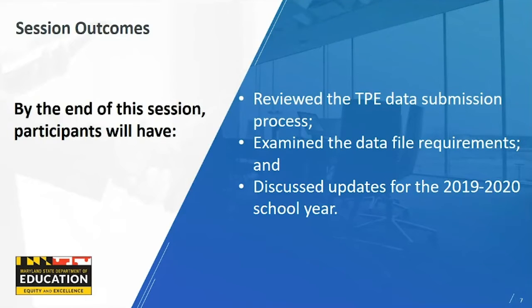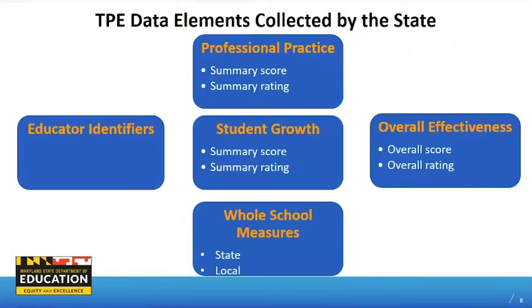In this session, the participants will have reviewed the TPE data submission process, examined the file requirements, and discussed the updates for the 2019-2020 school year. As a reminder, the TPE data elements collected by the state are grouped into different categories: the identifiers, the measures, and overall effectiveness. The identifiers, starting last year, are the state-assigned teacher ID from the unique teacher identifier system, the school code, and the LSS code. No names or other personal information about the teacher or principal should be included in the data upload.